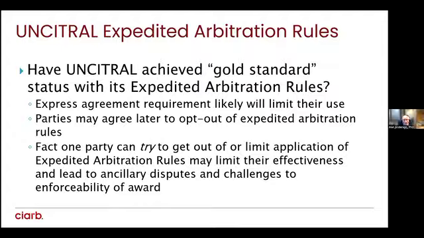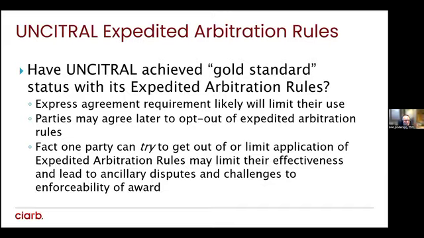And the fact that one party can try to get out or limit application of the expedited arbitration rules may limit their effectiveness. That ability may lead to ancillary disputes, because if a party brings a motion to limit application, or to, if you will, force the other side to opt out of the expedited arbitration rules, there's going to be a motion to that effect. There'll have to be a response. The arbitrator or the tribunal is going to have to make a decision, and that may lengthen the process as well.